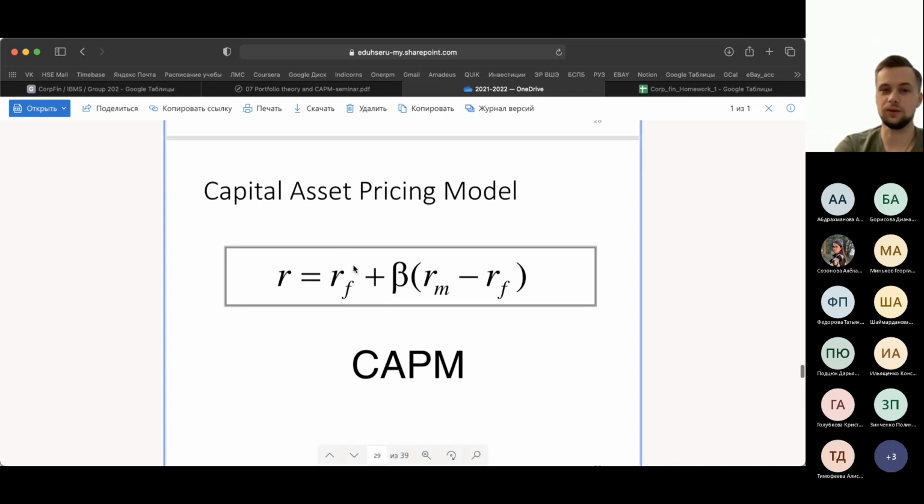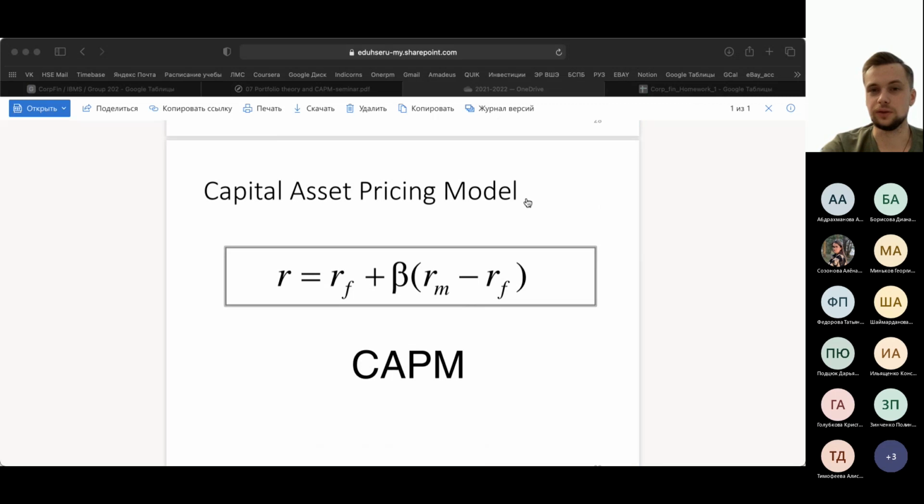So the expected rate of return on this very stock depends on the risk-free rate, the beta of the stock, and the risk premium for investing in the market portfolio, so the difference between the market return rate and the risk-free rate. Okay, let's calculate the expected returns.